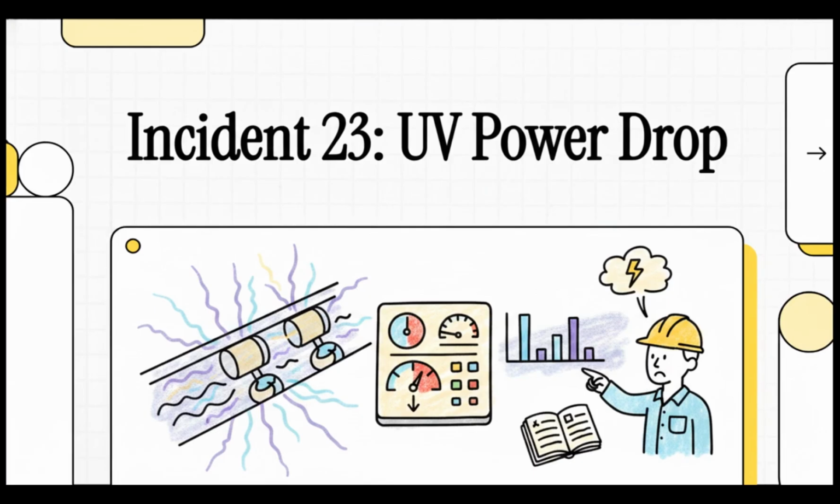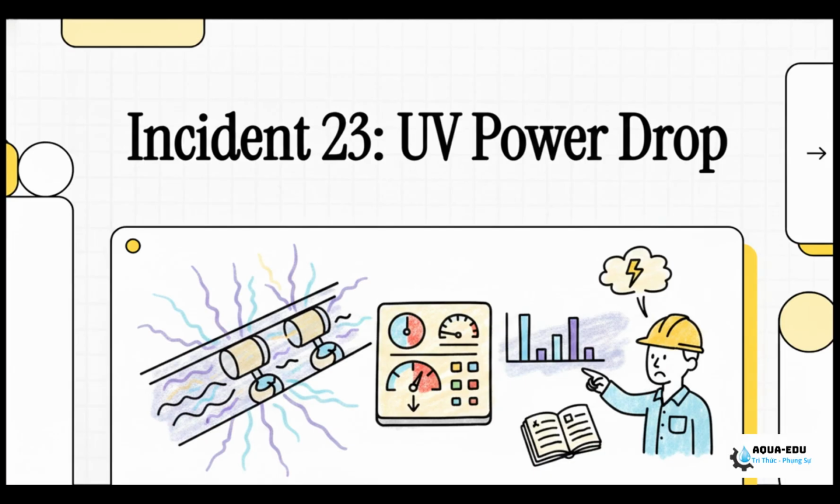All right, brothers, let's jump right into it. Today, we're unpacking a critical standard operating procedure for the plant, Incident 23. As wastewater operators, we all know our UV disinfection system is literally our final line of defense before treated water hits the natural environment. When that system loses power, we've got a massive emergency on our hands.